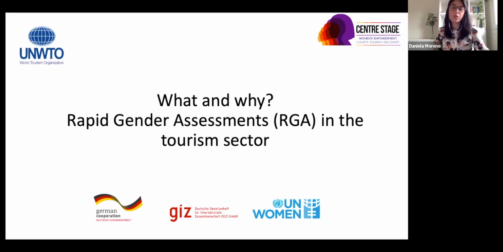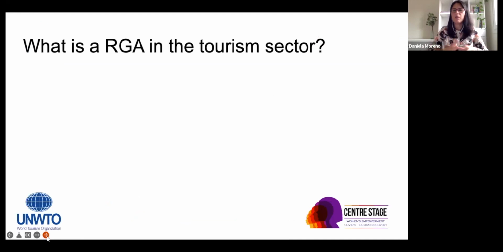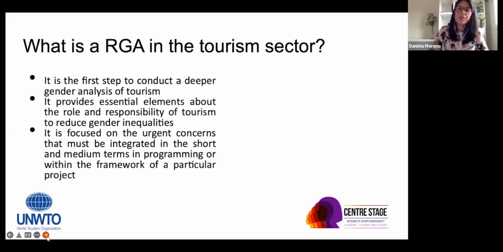So welcome to the workshop on rapid gender assessment in tourism. In this module, we are going to answer the question: why a rapid gender assessment in the tourism sector? So let's continue. What is a rapid gender assessment in the tourist sector? A rapid gender assessment in the tourist sector is the first step to conduct a deeper gender analysis of tourism. This is like the starting point to a bigger kind of work related to gender analysis in tourist development.